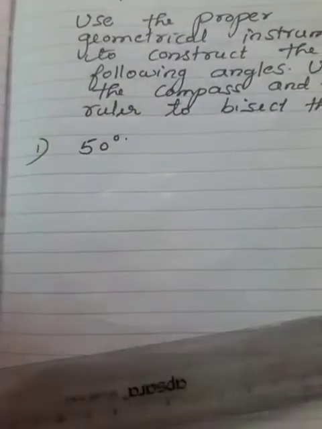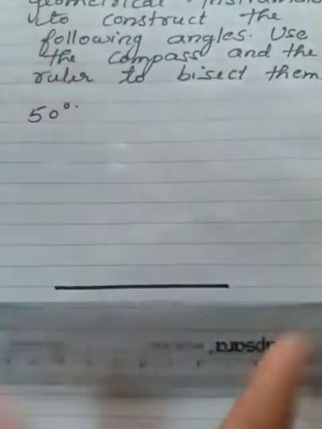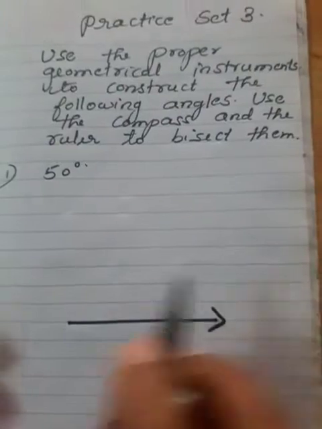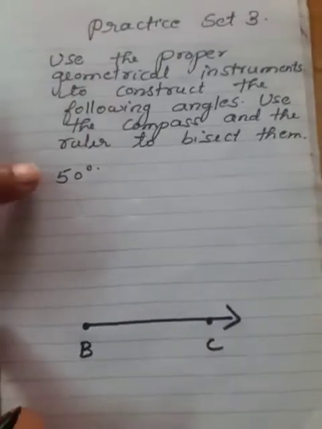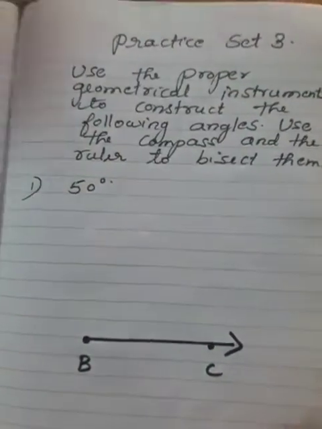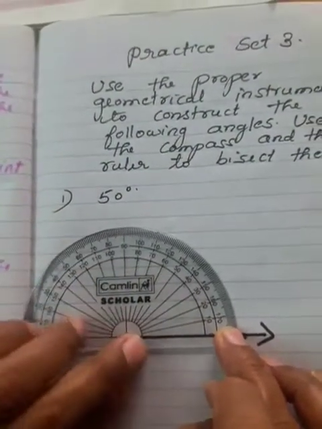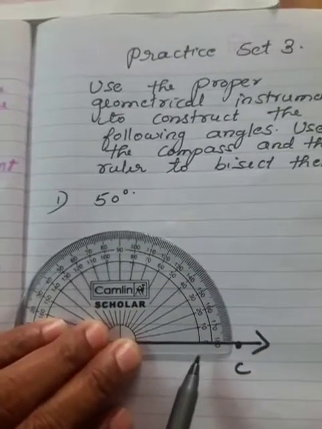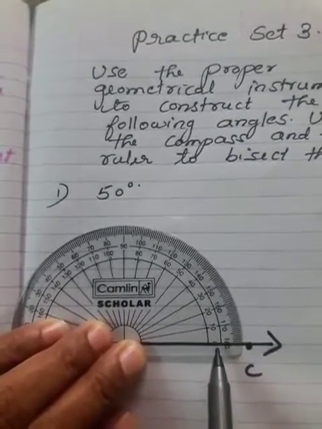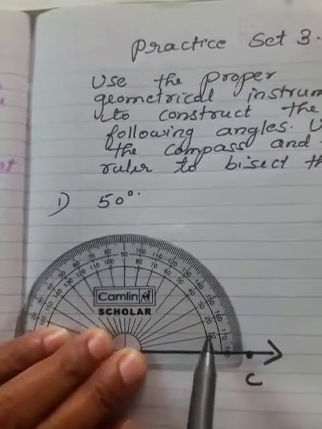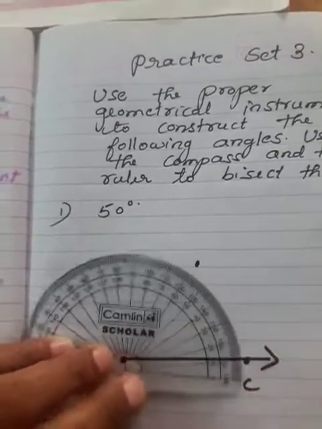So first step is, draw one ray. Okay. So name this as B and C. First draw an angle of measure 50 degree. Next keep the protractor on B point. Now make the mark at 50 degree. Starting from 0, you have to go in the anti-clockwise direction, 0 to 180 degrees. 0, 10, 20, 30, 40, 50. So 50 is here, correct? So make the mark at 50 degree.